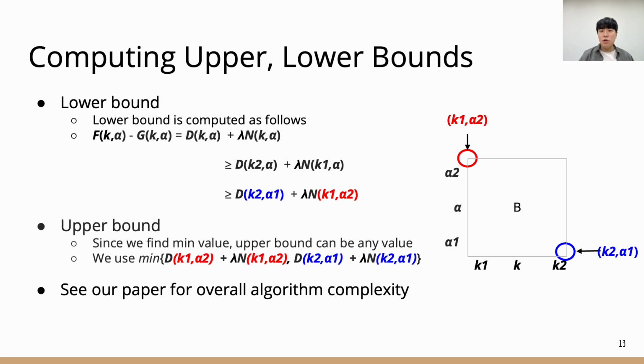Because we are minimizing the objective value, the upper bound can be computed using any values on the block. For efficiency, we evaluate the upper bound using the same parameters that were used in computing the lower bound. In particular, we take the minimum of the objective function using k1 alpha 2 and k2 alpha 1, where all the d and n values have already been computed to generate the lower bound. The complexity of the overall algorithm is shown in our paper.